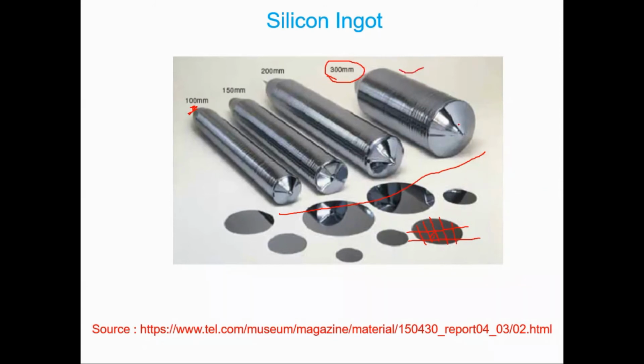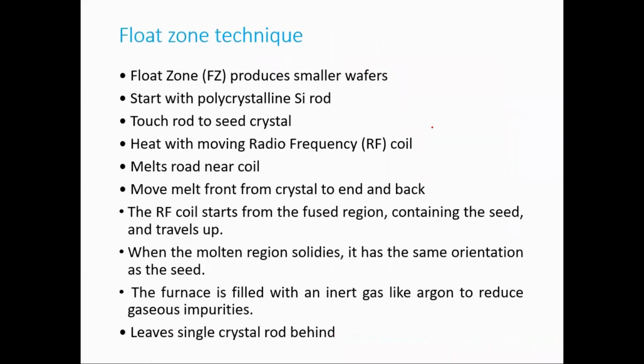So what is the process after that? We will be discussing in the coming classes how you will get these wafers from this ingot. But this is all about the CZ process, that is how you can get a single crystal of a particular geometry from your amorphous silicon.